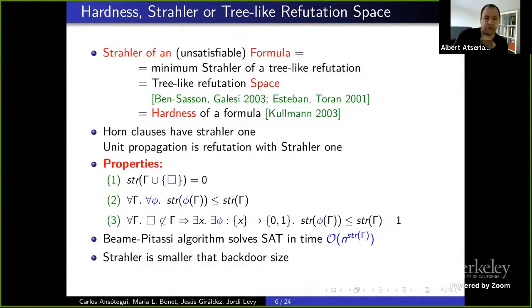I have a question. Yeah. So you mentioned that Horn formulas always have Strahler number one, right? Yes, because of unit propagation. So do you have a characterization of which formulas would have constant Strahler number, with constant space? No, that's a good question.